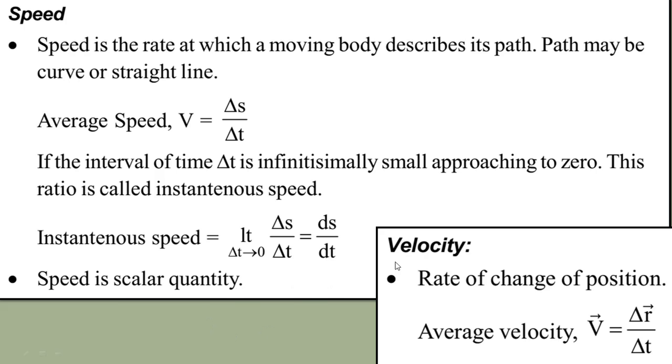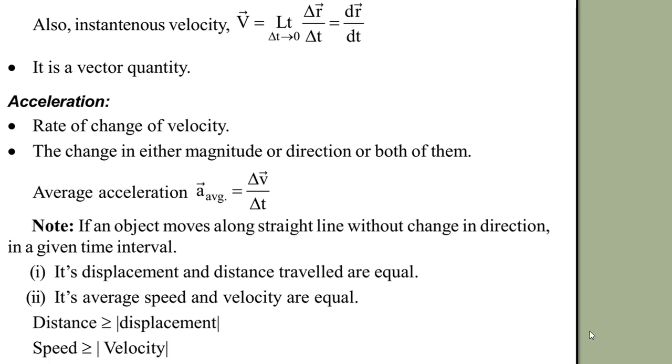Then velocity. Velocity is the rate of change of position. So average velocity v bar is equal to delta r bar divided by delta t. Instantaneous velocity v bar is equal to the limit as delta t tends to 0 of delta r bar divided by delta t, which is equal to dr bar by dt. Velocity is a vector quantity because it has magnitude as well as direction. Then acceleration. Acceleration is the rate of change of velocity. So average a bar is equal to delta v bar divided by delta t. It is a vector quantity because it has both magnitude and direction.